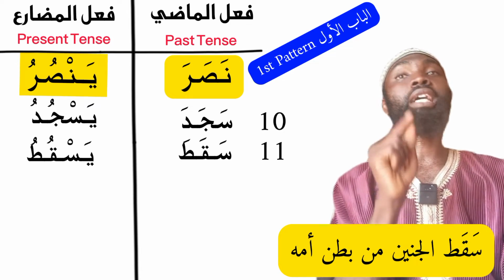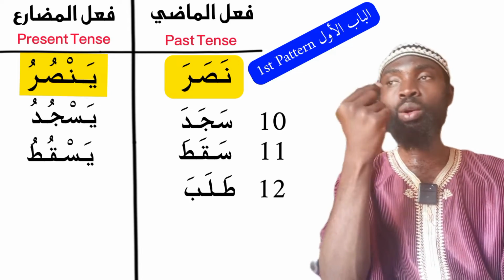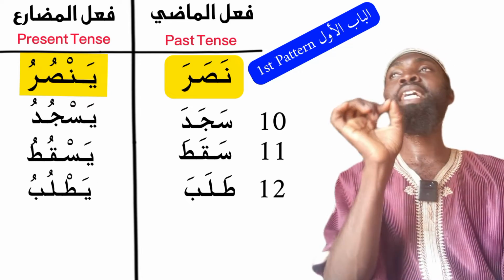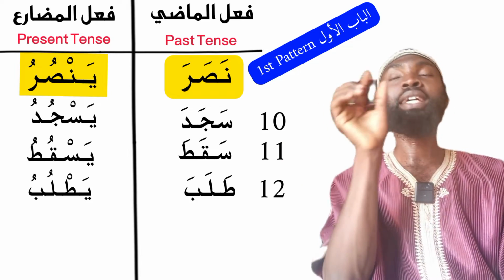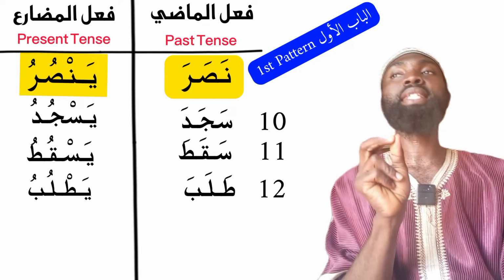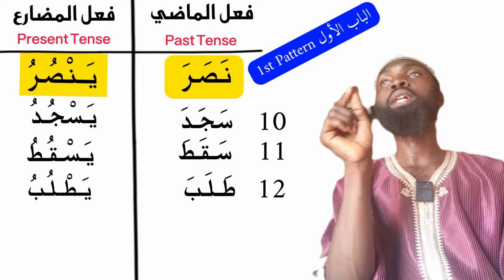Another word we can find is the word talaba. Talaba means he requested. The present tense will be yatlubu. So nasara yansuru. Talaba yatlubu. You can see that in all of these words, their second letters are changed in present tense to carry Dhamma. Talaba yatlubu.